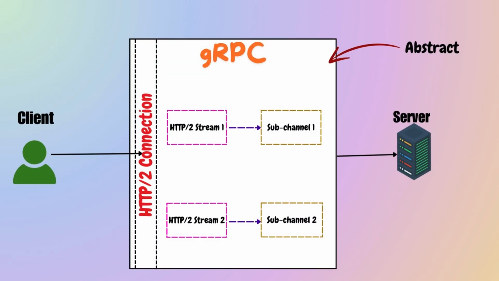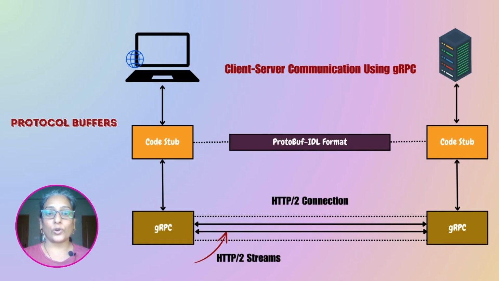gRPC internally manages these HTTP streams to create subchannels and abstract the details from the client at the application level. gRPC uses protocol buffers, a binary representation of data for storage and transmission over the network.